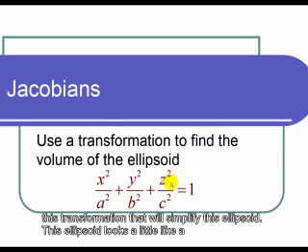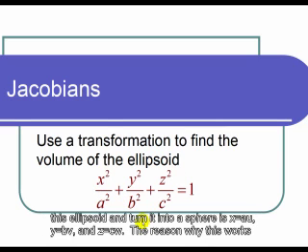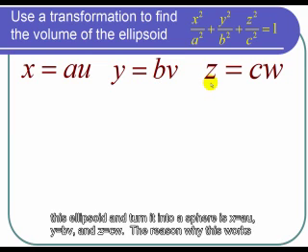This ellipsoid looks a little like a sphere, except that we have an a, b, and c here. So the transformation that will take this ellipsoid and turn it into a sphere is we let x equals au, y equals bv, and z equals cw.